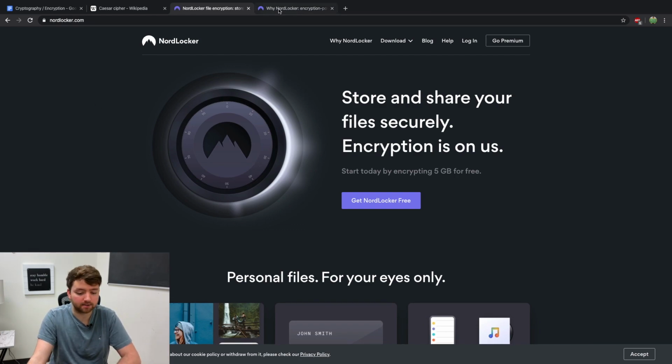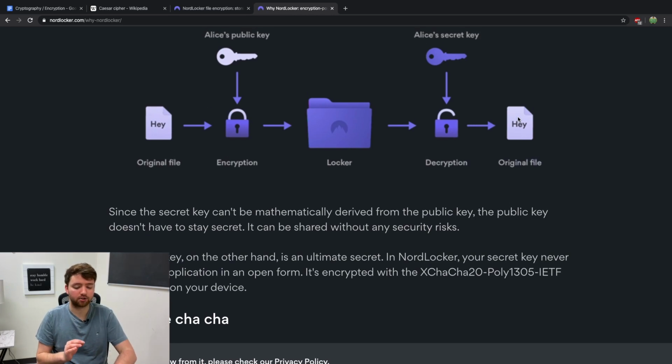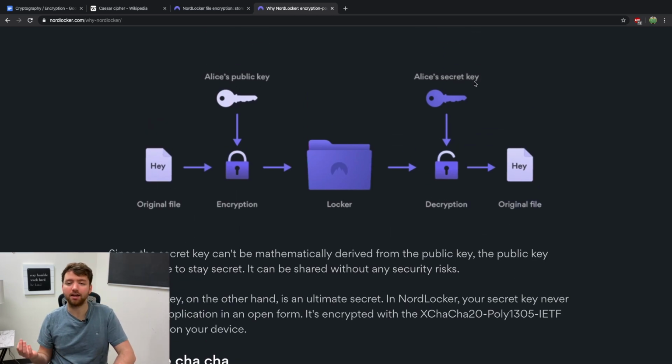Now, to visualize this, you can have a file and you encrypt it using a key. That goes in your locker, which is basically like your files storage. And then when you need to get that file back out, it goes through a decryption process using that same key, and you have the original file. Now, NordLocker is just a little bit different because you're actually going to use a public key and a secret key. We've only talked about secret keys, but we're going to get into public keys and secret keys and the different categories of encryption in the upcoming videos.